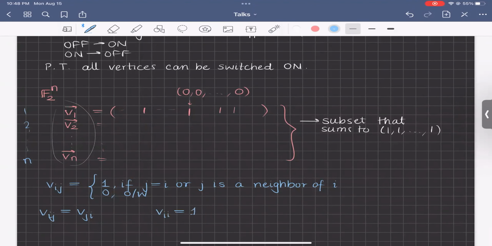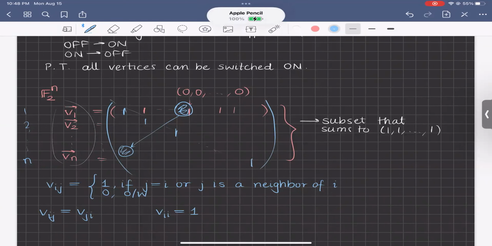And of course, Vii is 1. So this has ones on the diagonal, and then whatever is here is also here, like a reflection along this diagonal. If you know terminology from matrices, this is a symmetric matrix, if that helps.